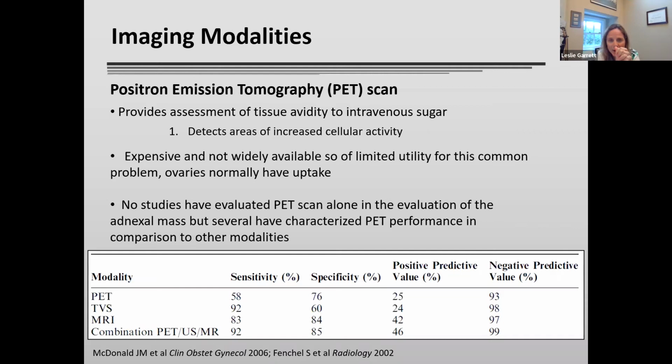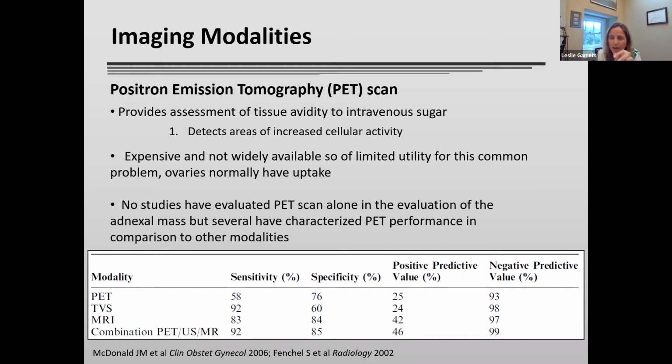So PET CT, when do I use it? For ovary things, it's not really approved. I may use it in the recurrent setting, to sort out something post-surgical change versus recurrence. What PET does is it detects increased cellular activity by linking the FDG, which is the marker they use, tracing that and linking that to sugar. So patients have to have a certain diet, because if they eat Fruit Loops right before a PET CT, they're going to light up like a Christmas tree.